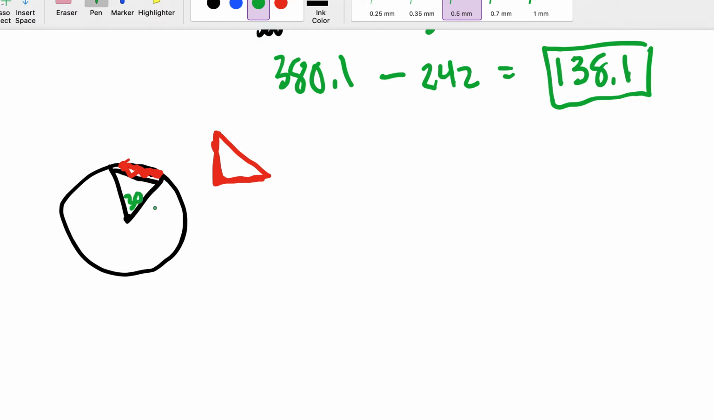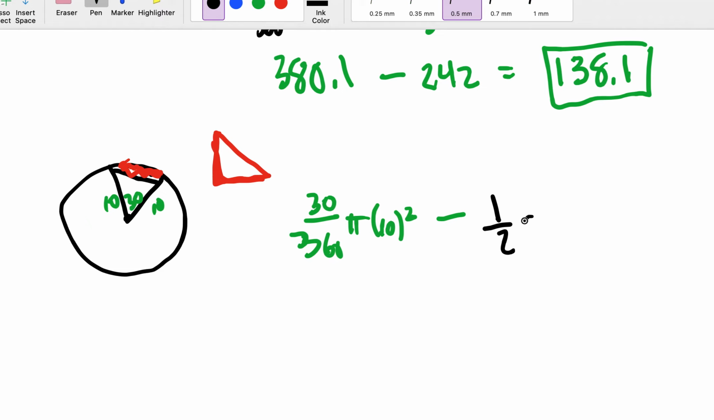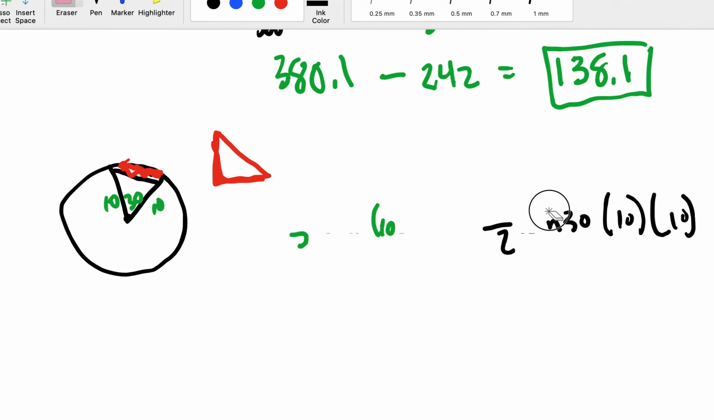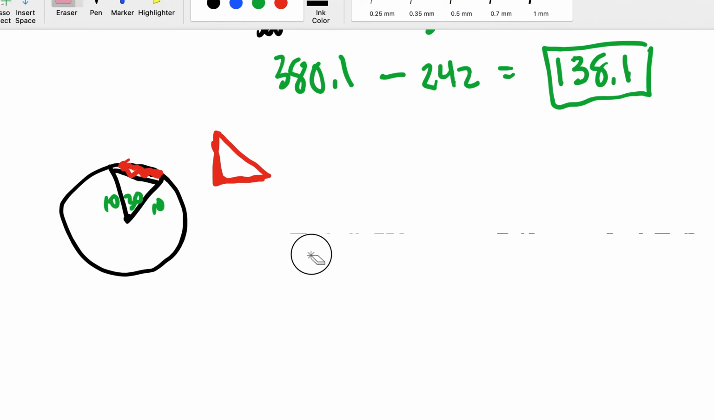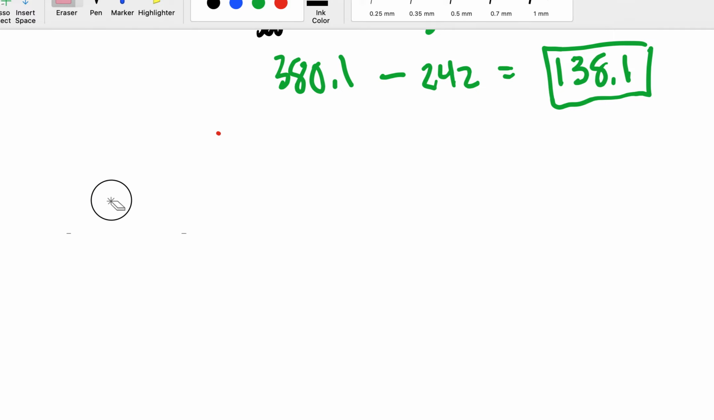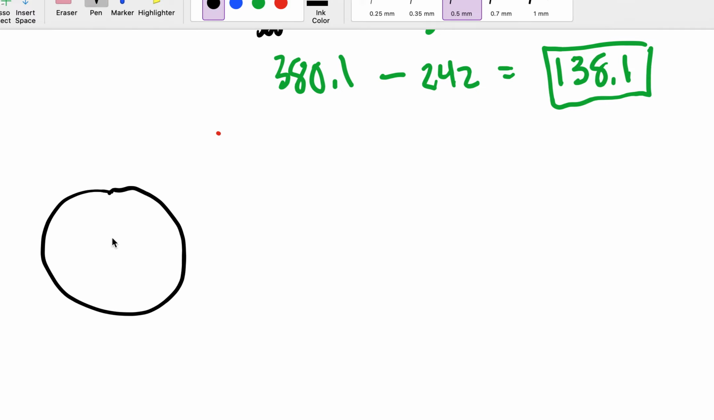If this was 30 degrees and 10 and 10, we could find the area of the sector, 30 out of the 360, pi times 10 times 10. And then I'm going to subtract the triangle. And I'd need to use the law of sines: 1/2 sine of 30 times the 10 times 10. So we could do that as well. But we're going to focus on the easier problems, on the ones with right angles, because they make it easy to find the triangle. So I'll do a triangle, a right angle.